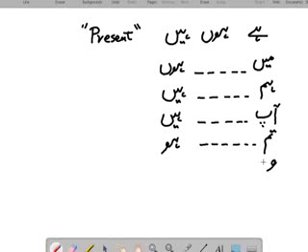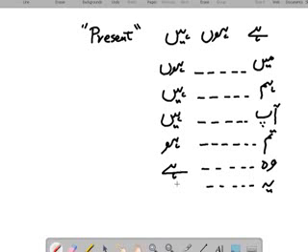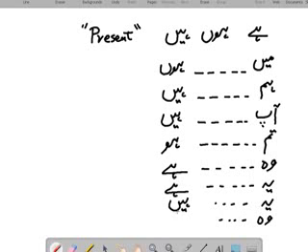Then wo, he or she. Wo hai, she is, he is, it is, ye hai. These are, ye hain. Those are or they are, wo hain.